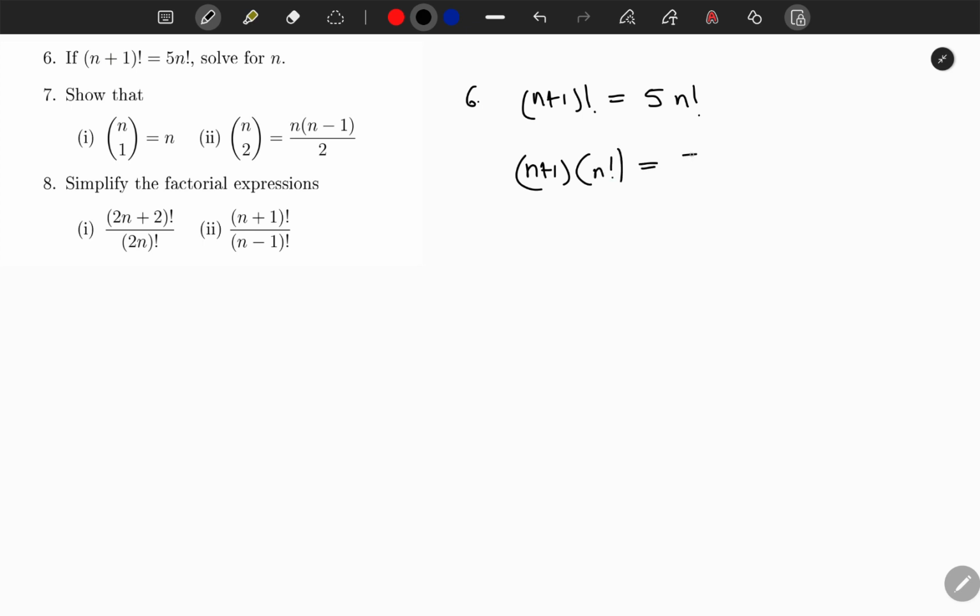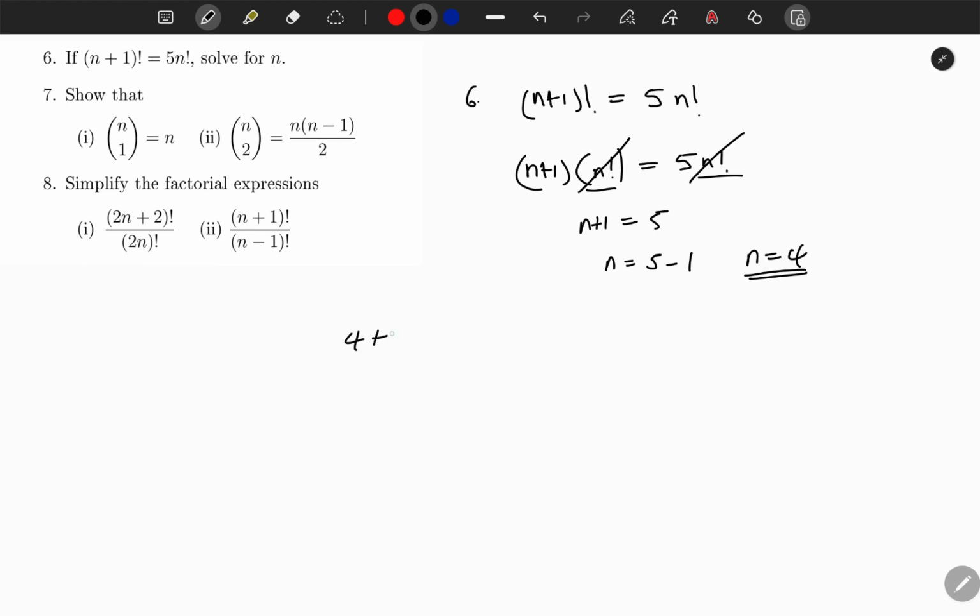This is just equal to what? 5 n factorial. So that factorial and factorial can cancel. Take note that there's no factorial here, so this and that can go. We get n plus 1 is equal to 5. This will give us n is 5 minus 1, which gives n equal to 4. We can prove this if you want.